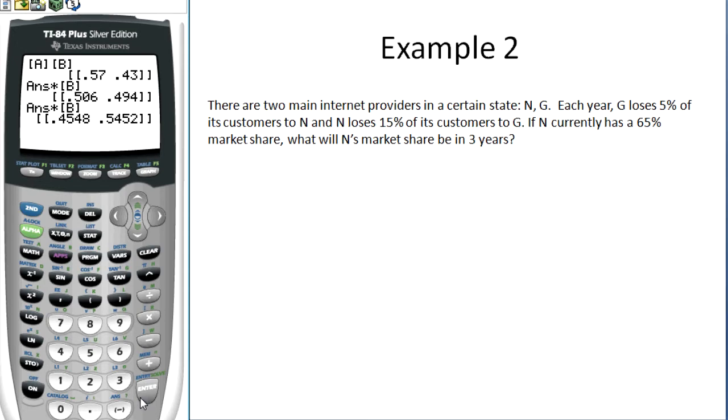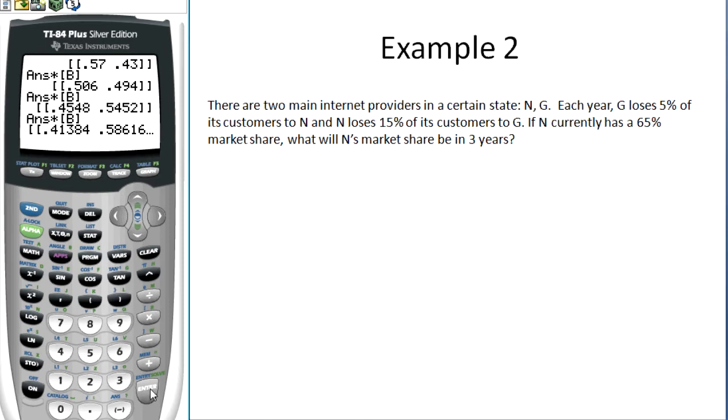So if this keeps happening, the question is, how long? Does it just keep going down to 0, or does it eventually level out? So let's take a look at what happens in the long term. So I'm going to multiply again by B. So this would be in 4 years. Well, it still goes down. Let's see in 5 years.